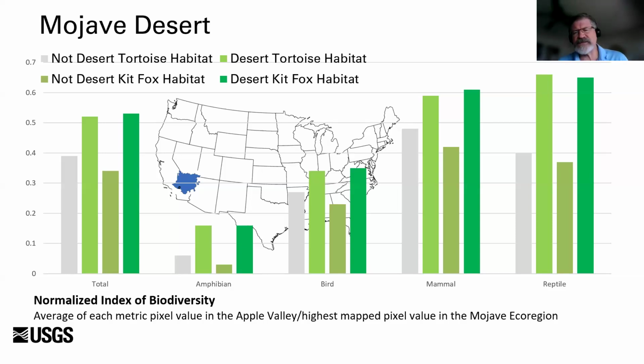So it lends credence to the whole keystone species perspective that in every case, whether you're comparing mammals, birds, total mammal, or reptiles, there is more richness on habitat with desert tortoise or desert kit fox.